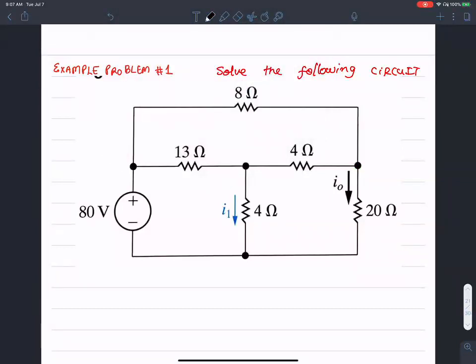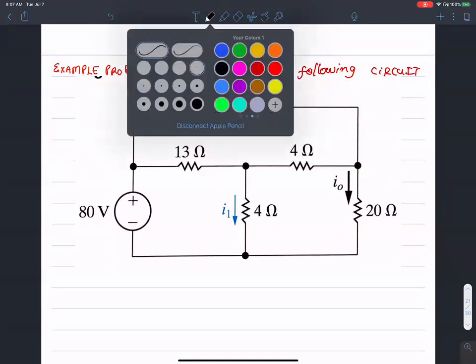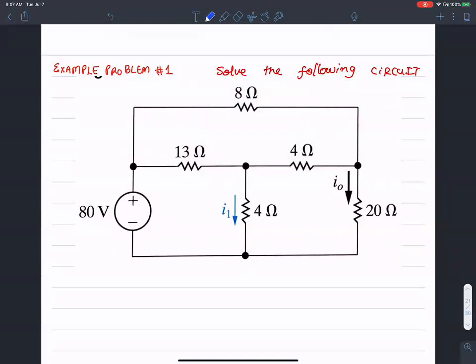Okay, so the first thing we are going to do is, let's call this I1, let's call this I0, and I'm going to define some currents. The current through the 13 ohm resistance, I'm going to call that I2, and this current, I'm defining it to be I3. Pay attention to the fact that these are the definitions and directions that I am giving. I'm choosing these voltage and current directions, and as long as I'm consistent with these directions and this polarity throughout the problem, it will lead me to the right answer.